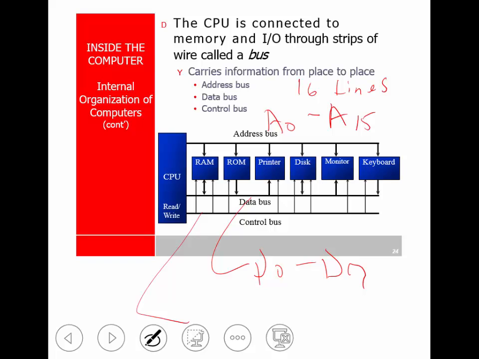So this is the typical inside organization of. I'm going to lose this thing here. Right there. So, okay.